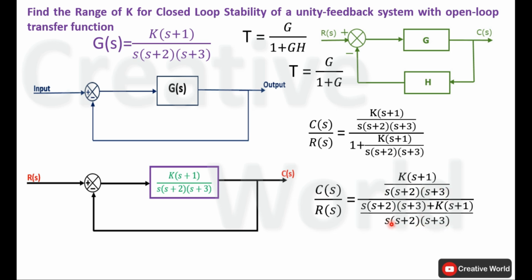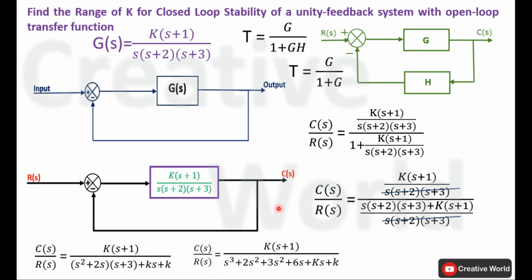These denominator values are the same, so both of these will cancel out with each other and the transfer function equation will become k into (s plus 1) divided by (s square plus 2s) into (s plus 3) plus ks plus k. Here in the denominator, s is multiplied with (s plus 2) and k is multiplied with (s plus 1). Now multiply (s square plus 2s) with (s plus 3) and the transfer function equation will become k into (s plus 1) divided by s cube plus 2s square plus 3s square plus 6s plus ks plus k.